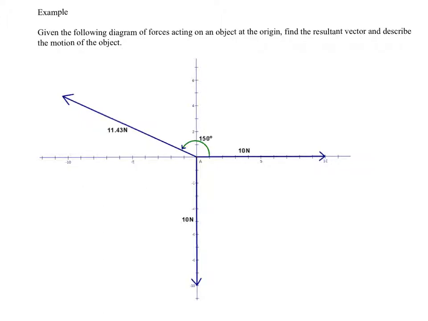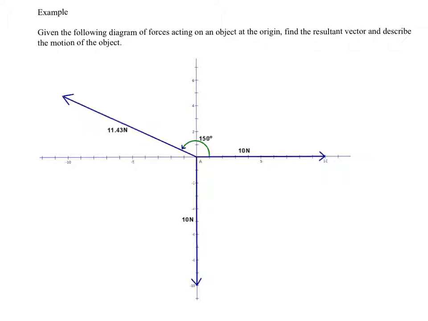One's going straight east. It's got a force of 10 newtons. One's going south, and it has a force of 10 newtons. And then we have a vector going northwest, a force acting like northwest, and it's got a force of 11.43 newtons. And we know the angle here is 150 degrees. So all of these numbers are the magnitudes. They are not the vectors. So we have to find those x and y coordinates. And what we're going to do is we're going to use trig.